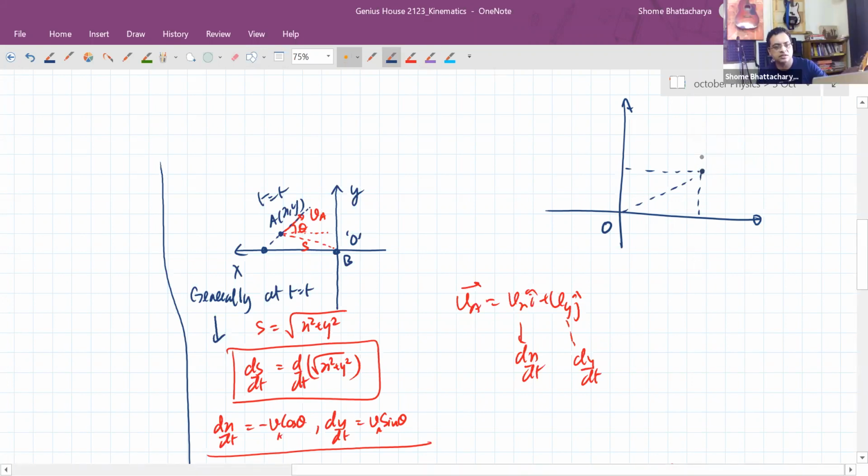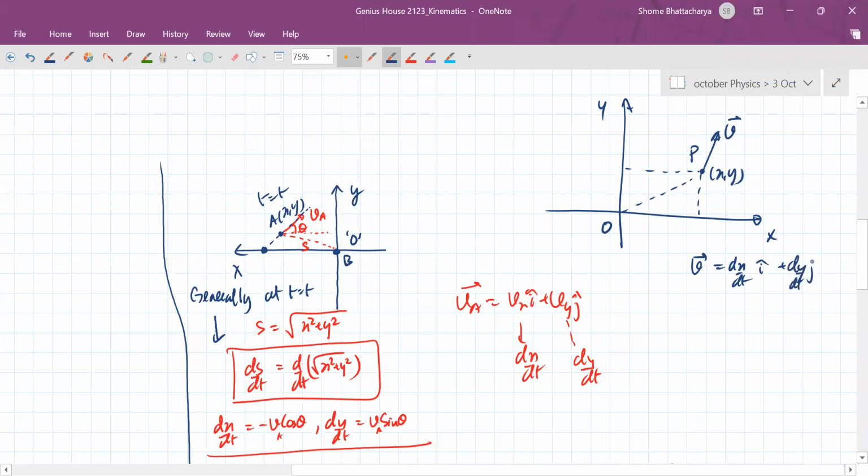If you consider a general point P here, which has some velocity vector like this and some instantaneous like this. So what is the definition of V now? It is dx by dt i cap plus dy by dt j cap.